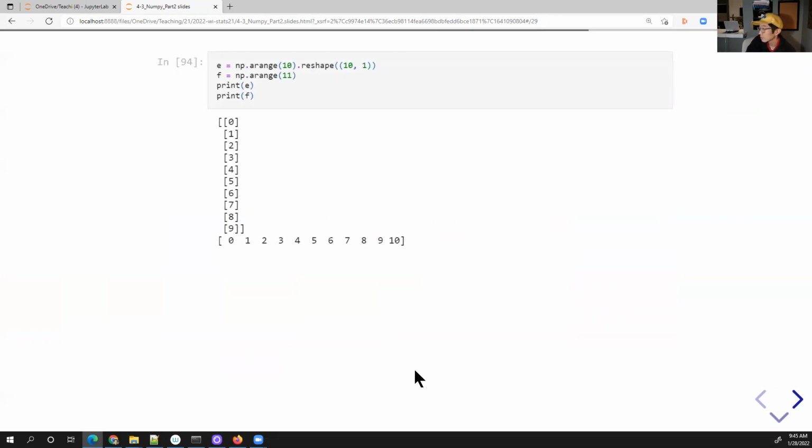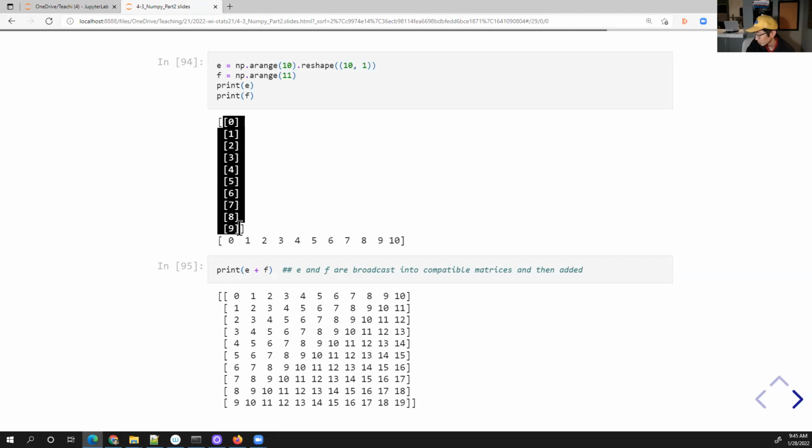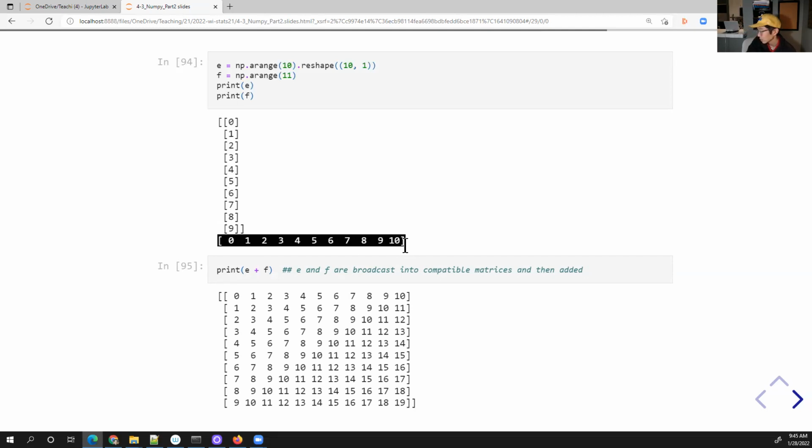This is something interesting that happens. So I am taking E. E is going to be a 10 by 1, 10 rows, 1 column. F is a length 10 array, and I can actually add these two together. And this seems strange, right? So the shape of this is 10 by 1, and this is 10 comma. What this does is it looks at E, it looks at F, and it says, can I get these into objects that are compatible with each other? And it says we could.